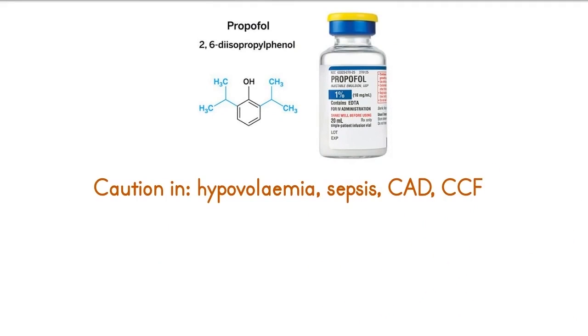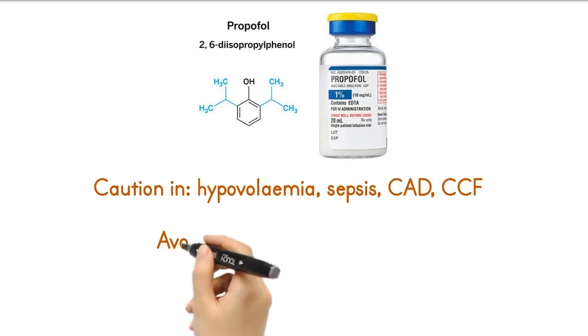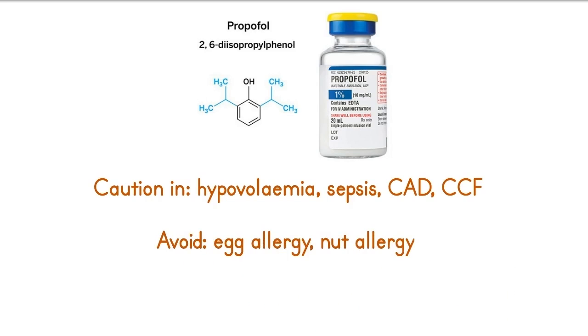Propofol can cause severe hypotension in some patients, notably people who are hypovolemic or have severe sepsis. The drop in blood pressure can be significant in patients who have pre-existing coronary artery disease, as it causes a related reduction in coronary artery perfusion pressure. And hypotension can be serious in patients who have pre-existing congestive cardiac failure. Most anaesthetists would avoid Propofol in patients with egg allergy because the emulsion contains egg phosphatide, and also in patients with nut allergy because there is soybean in the emulsion also.